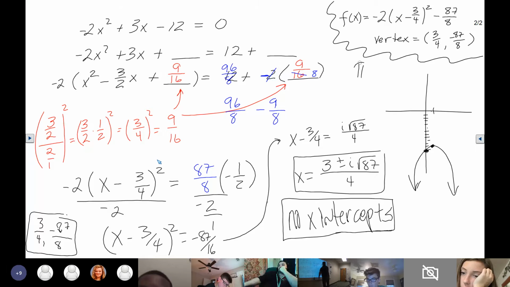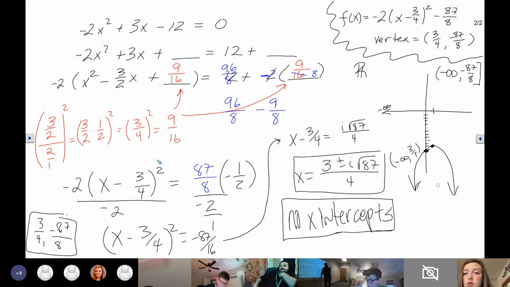Domain: all real numbers. Range: negative infinity to, what's my y? Negative 87/8. Increasing from negative infinity to 3/4, and decreasing from 3/4 to positive infinity. Line of symmetry, x is equal to 3/4.